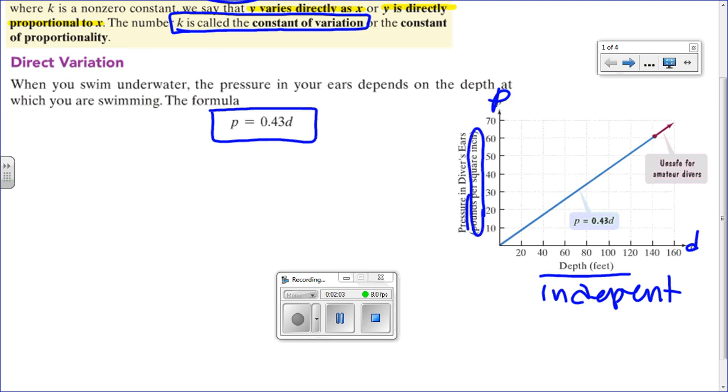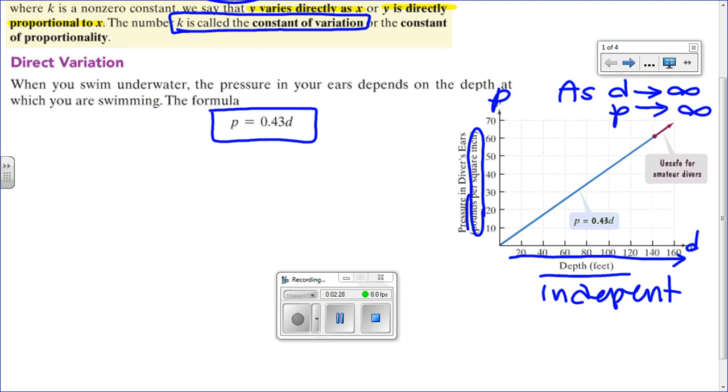So as you can see, as d increases, as d gets larger, what happens to the pressure? Does it increase or decrease? Increases, right? So you will answer something like that.